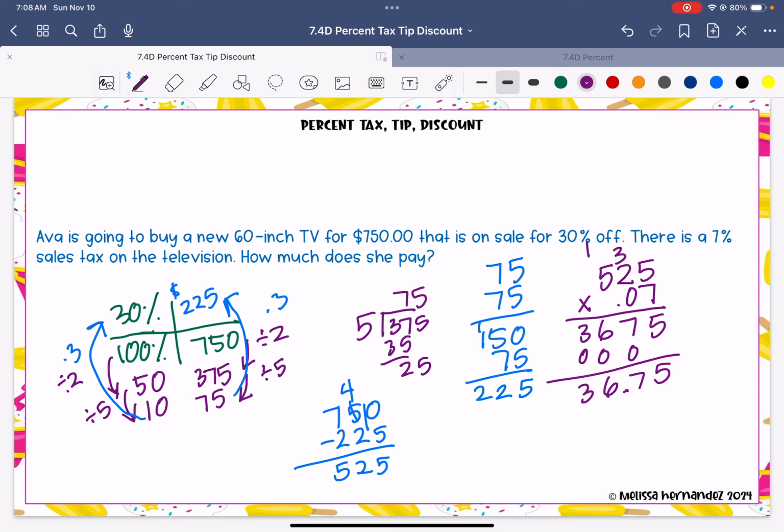So we're going to add 36.75 to the 525. You don't have to add zeros. I like to, just for placeholders. So Ava ends up spending $561.75 on this 60-inch TV.